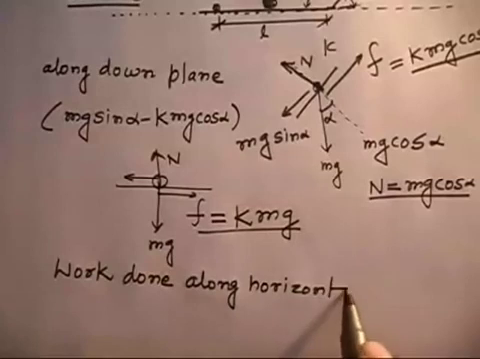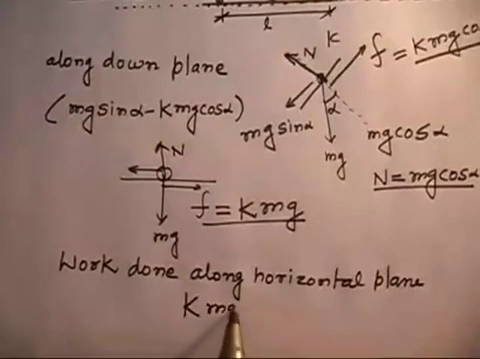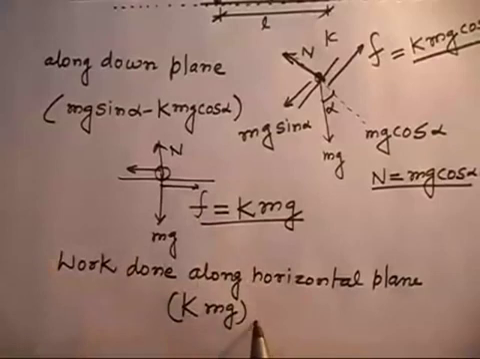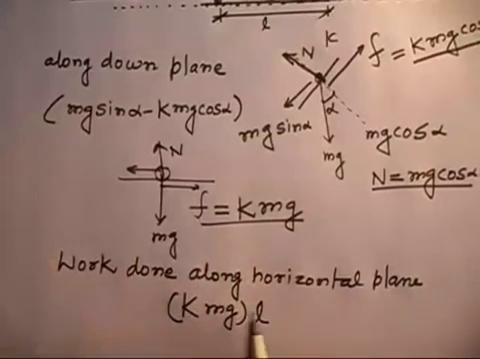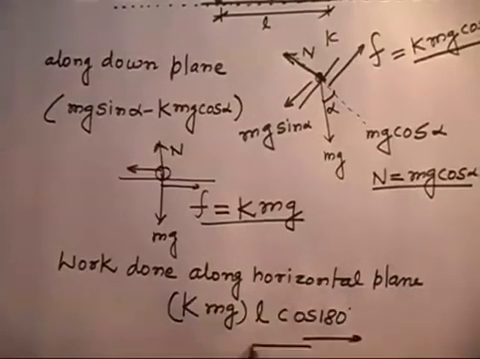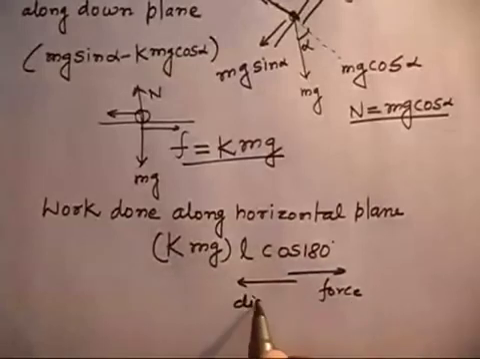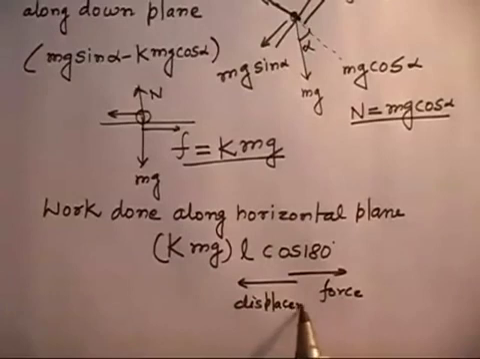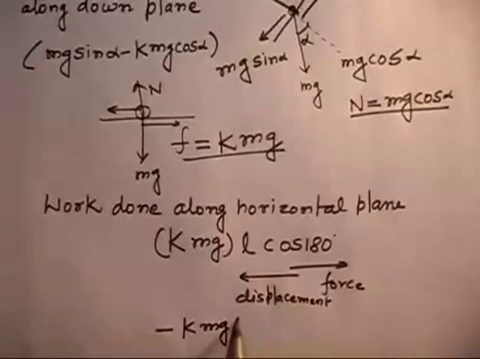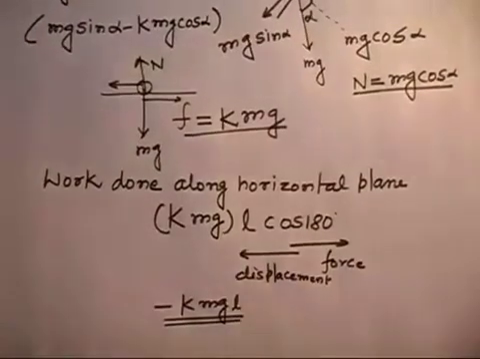So along the horizontal plane, what is the work done? So simple. Force is kmg. Force is acting in this way, displacement is happening in this way. So displacement is L. Now cos is 180 degrees because force is acting this side and displacement is happening this side. So there is an angle of 180 degrees. So you will have minus kmgL. So this is the work done along the horizontal plane.